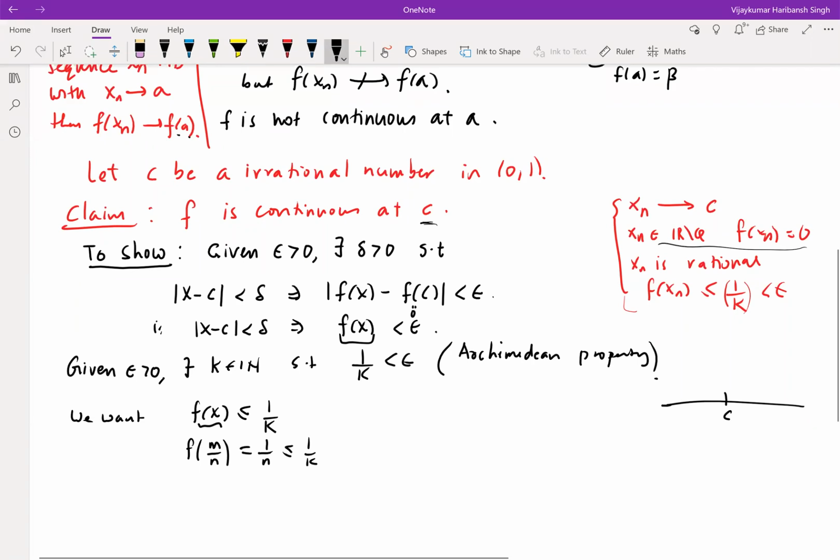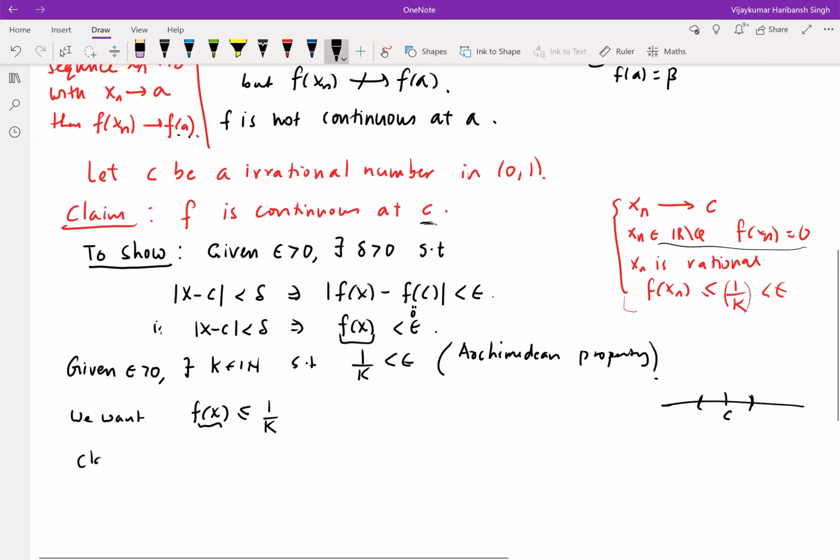So the idea is you take c and construct a neighborhood around c in which the only terms having denominator less than or equal to k are very small, right? So let's try to finish this proof now. So f of x is less than or equal to 1 by k.